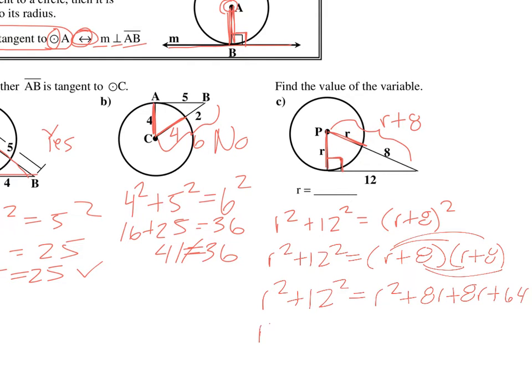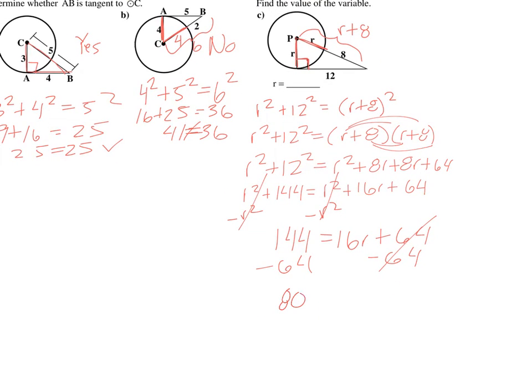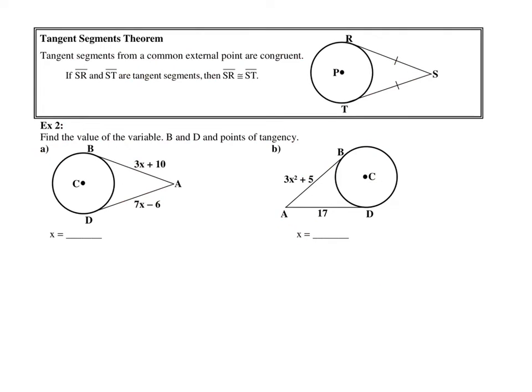All right, let's simplify that. Alrighty, then I subtract R squared, cancels out. I get 144 is equal to 16R plus 64. Subtract 64, I get 80 is equal to 16R. Divide by 16, and R is equal to 5. Done. On to the next ideas.